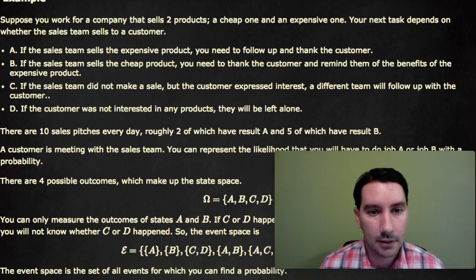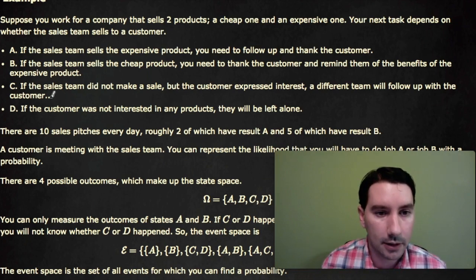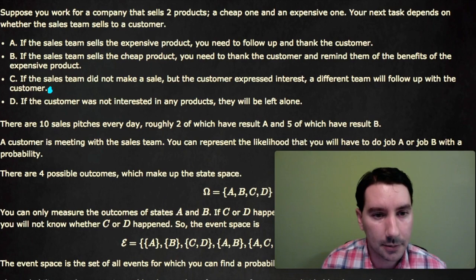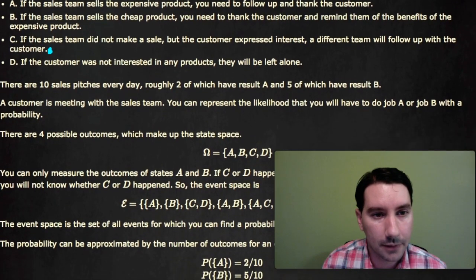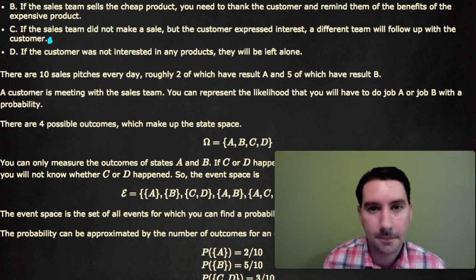If the sales team does not make a sale, but the customer did express interest in the products, then there's going to be a different team that follows up. So you won't have to do anything in this case. And I just noticed here that I have 2 periods, so please ignore one of these periods. I'll probably have that fixed on the site pretty soon, by the time you're seeing the video. But finally, if the customer was not interested in any of the products, they're going to be left alone. So they indicated that they aren't interested and you won't bother them. So in the cases of C or D, you don't have to do anything.